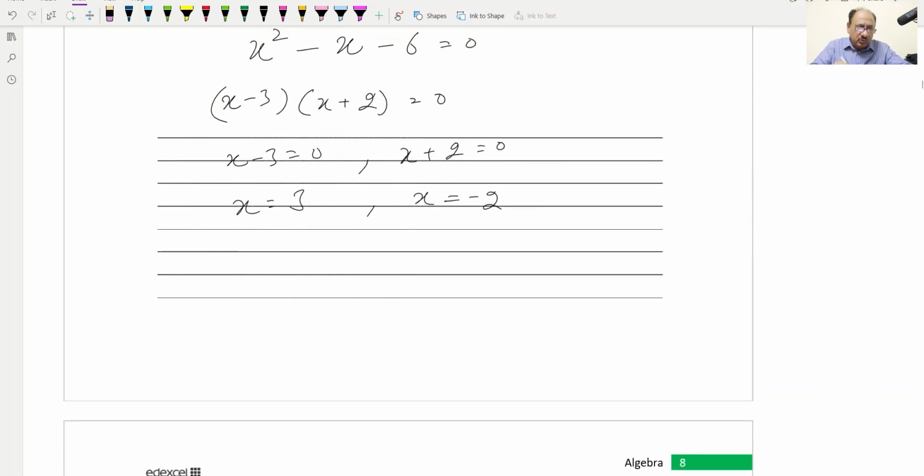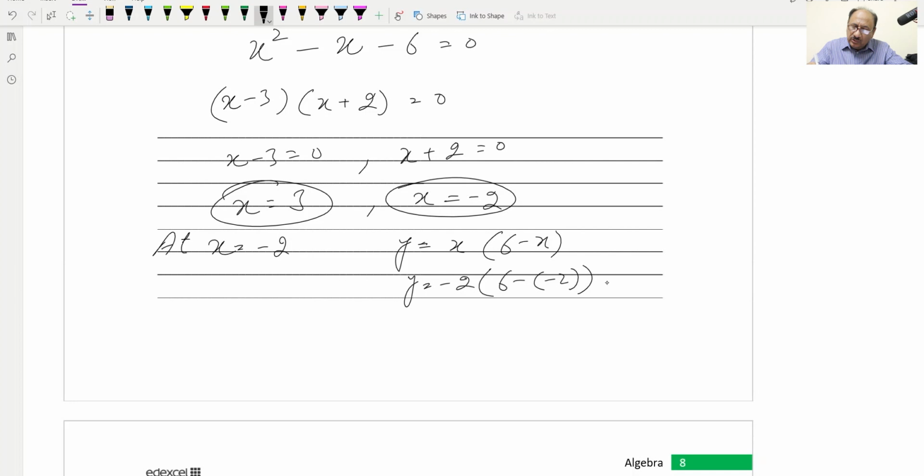So these will be our x values. At x is equal to minus 2, what will be the value of y? We can replace these values in any of the two given equations. So I'm replacing in this one, y is equal to x into 6 minus x. If we replace in this, we will get y is equal to minus 2 into 6 minus 2. So this will be minus 2 and inside will be 8, so it will be minus 16. So the point will become minus 2 and minus 16. So this will be one point, and the second point also we can find.